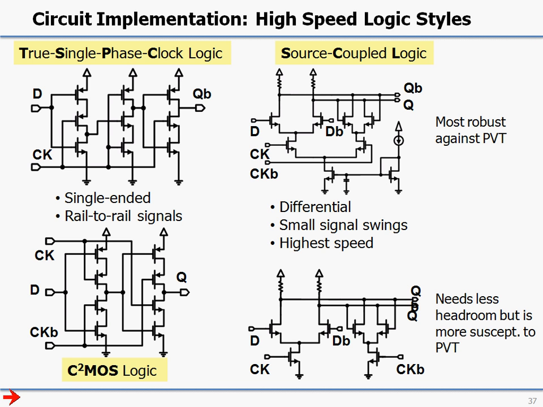higher speed. In fact, if we choose this type of logic, the presence of these current sources here and appropriate biasing circuits really make this choice of a latch the most robust against PVT variations. This instantiation doesn't have the current sources, needs less headroom, but it's typically more susceptible to PVT variations.